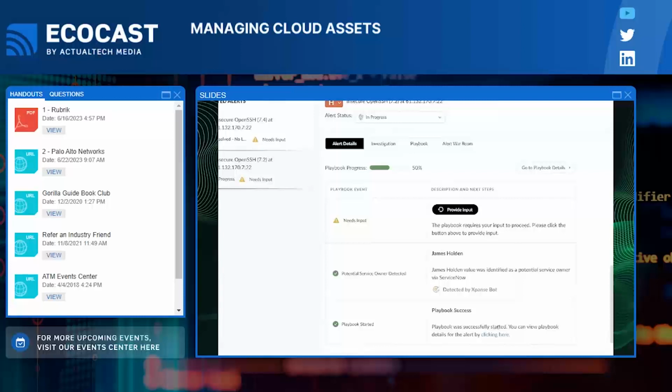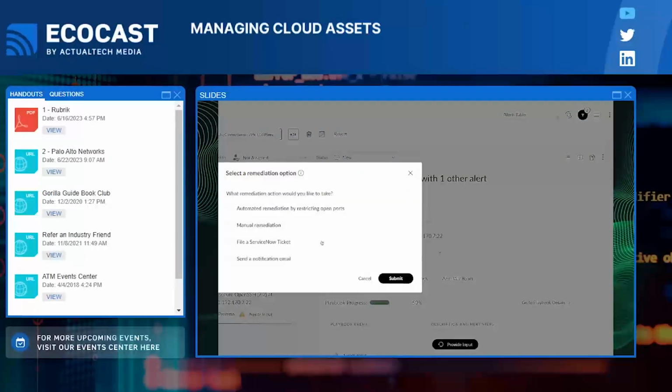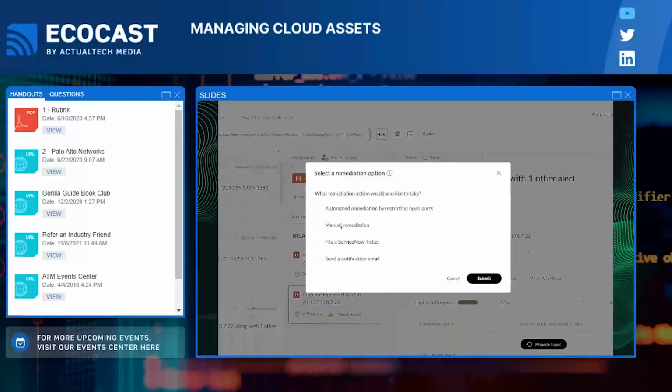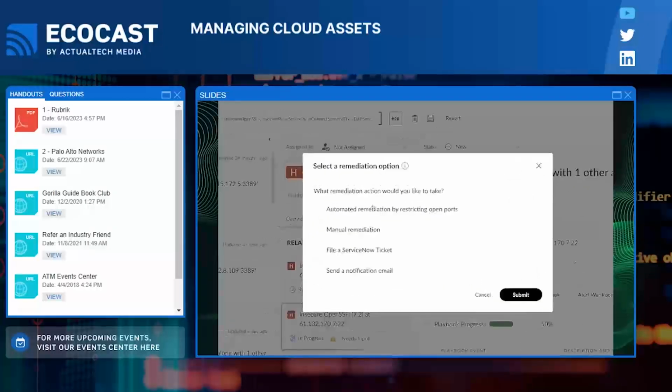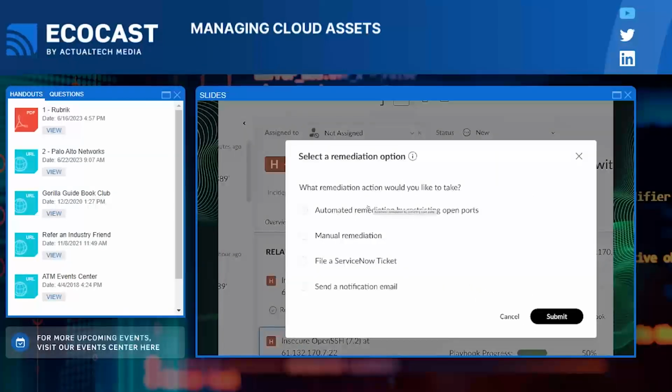As I said before, we have already started running the playbook. And in this case, we've actually found a match for the asset in ServiceNow. So we're not just able to identify that this is your company's asset, we're able to identify that we believe a single person, James Holden, owns this asset. Let me show you what the options are for remediating. They range from, as you can see, manual remediation, filing a ServiceNow ticket, sending a notification email, or this new, I think most exciting option at the top, automated remediation by restricting open ports. Let's click it, click submit, and then I'll explain what's going on here.